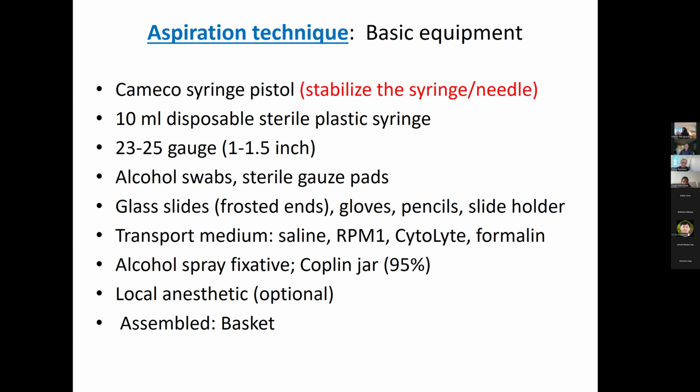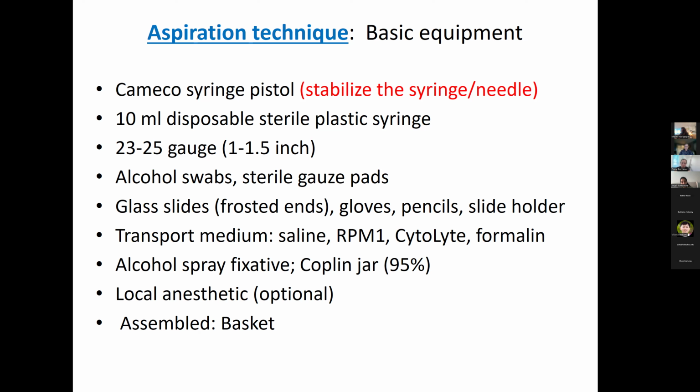You need a 10 ml disposable sterile syringe. Usually we use a very fine needle, like a 23 to 25 gauge needle, which is 1 to 1.5 inches. You need alcohol swabs, gauze pads, and glass slides, which are frosted at the end because you need to write the patient identity. You need to have the name or the medical record number on that, and you have to have gloves and a slide holder to keep the slides on.